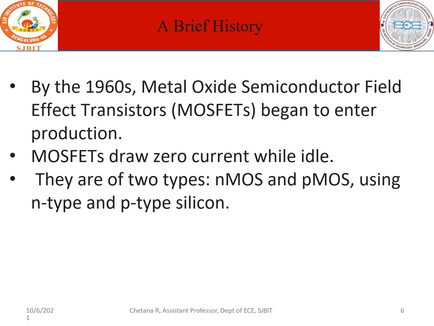So what exactly MOSFETs did was they drew zero current when idle, that is, when there is no working principle, they don't draw any power, and as a result there is zero power dissipation, whereas BJTs are not like that. So that was the advantage of MOSFETs.